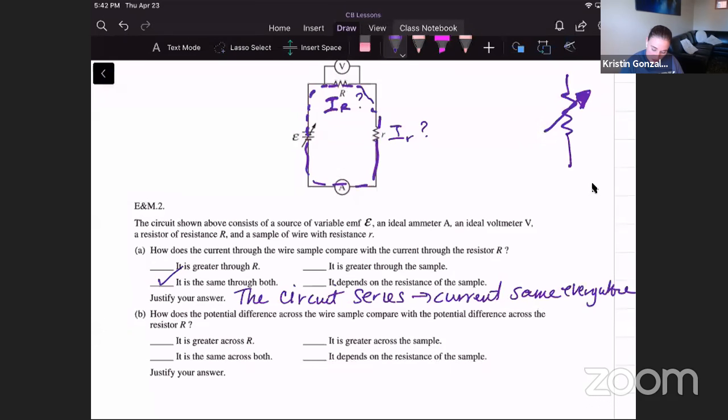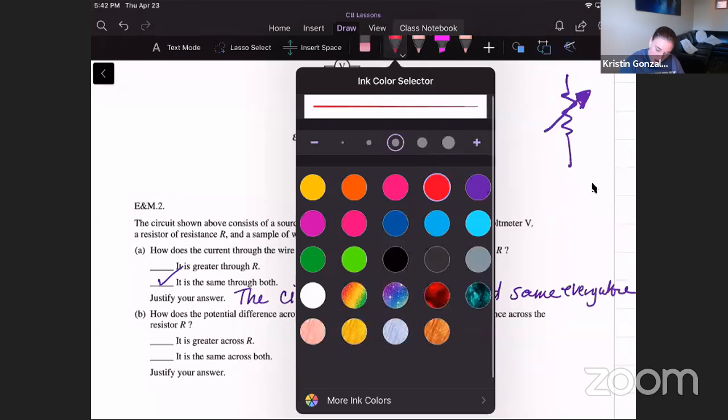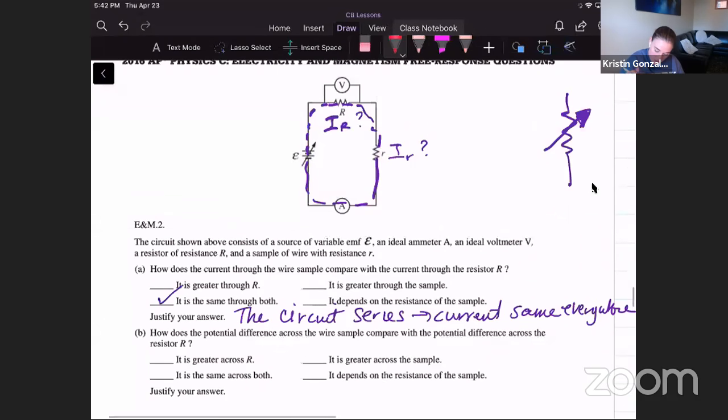Okay, but what about the potential difference? How does the potential difference across our resistor compare to the potential difference across our wire sample? So is the potential greater across the resistor? Is it greater across the wire sample? Is it the same in both? Or does it depend on the resistance of the sample?